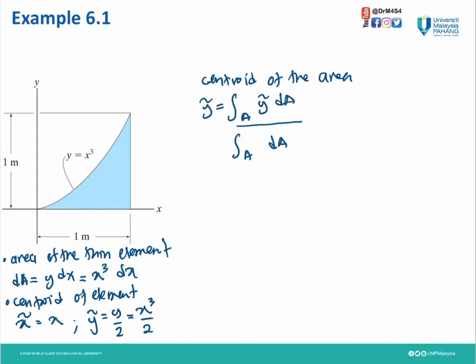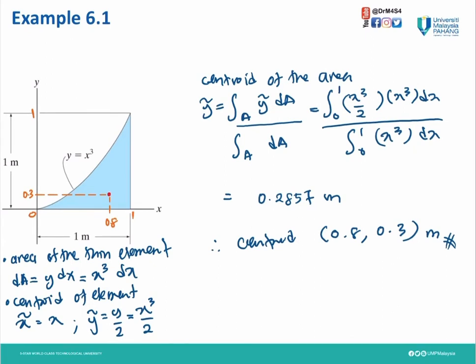Next, we are going to identify our y prime. So this is the formula as I explained earlier. So we substitute our y. So our y prime is y divided by 2, or x power of 3 divided by 2. So this is our y, x cubed divided by 2.